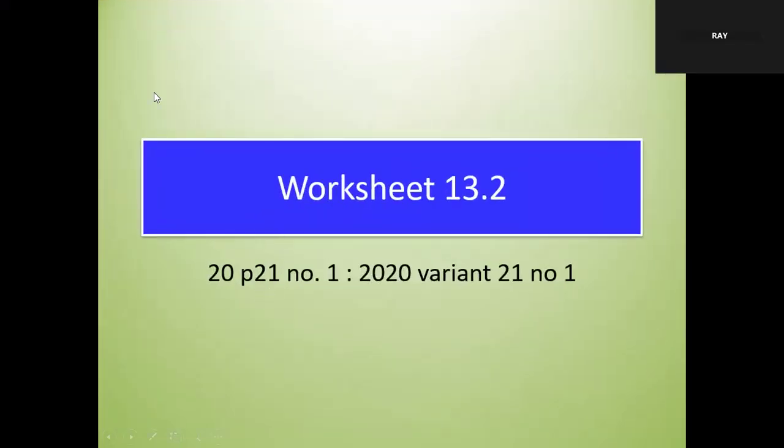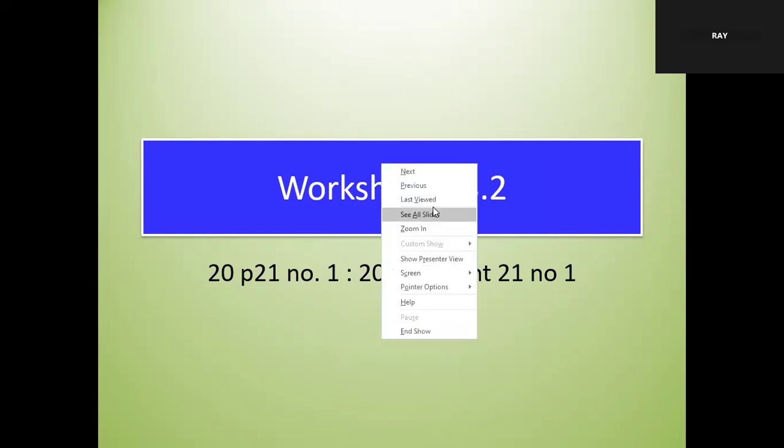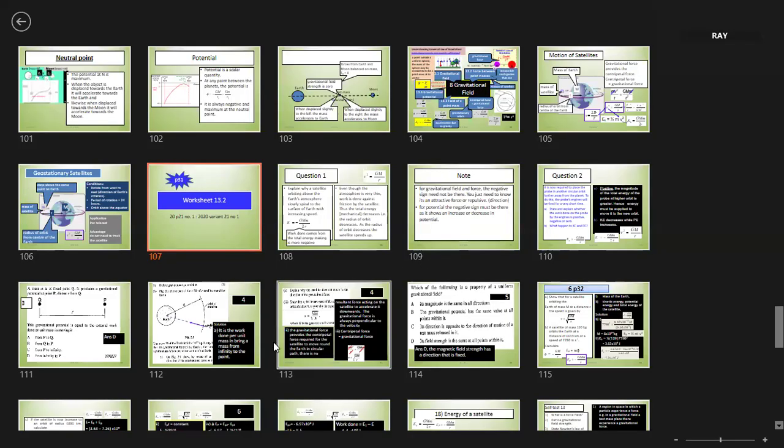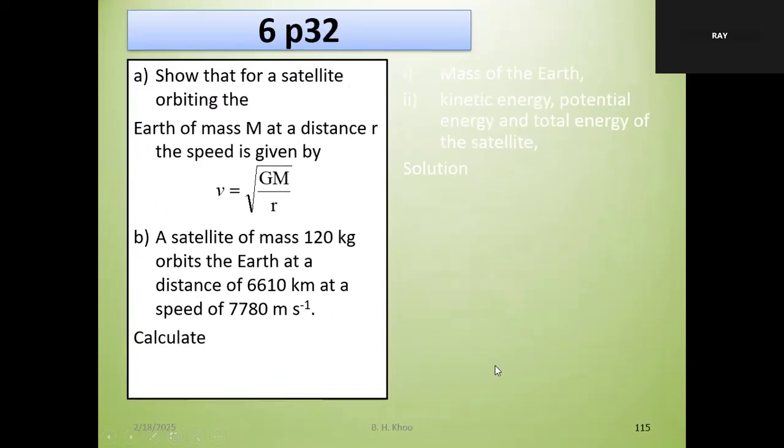If you have questions to ask, do so. This is a short form, from the 2020 paper, variant or paper 21, question number 1. Let's try this question. Show that the satellite orbiting... we won't show that one, we'll just pass through it. We'll try this question.